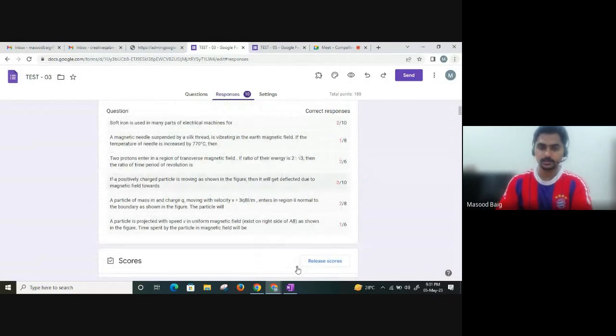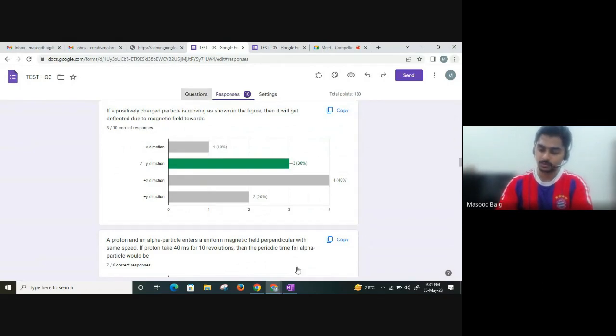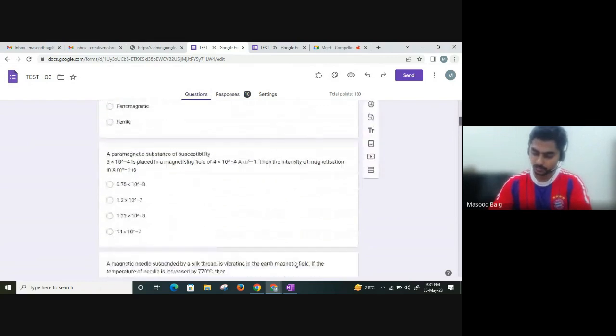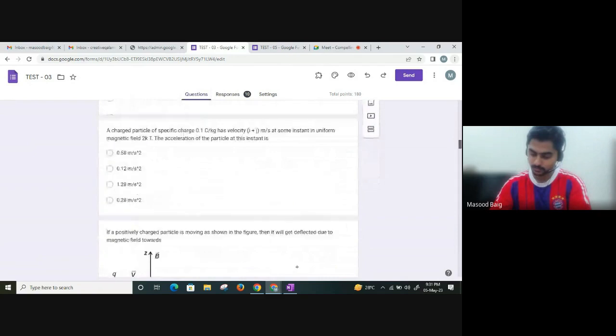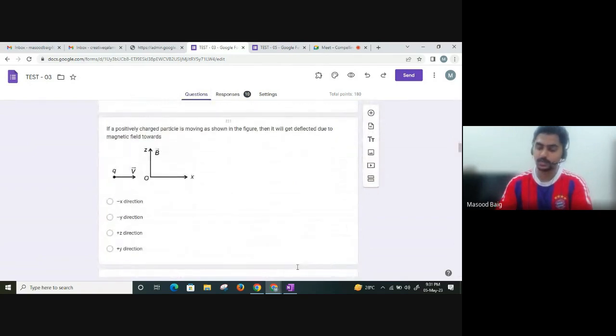If a positively charged particle is moving as shown in the figure, then it will get deflected due to the magnetic field towards what, they are asking. So let me just see the question. A positively charged particle is moving as shown in the figure, then it will get deflected. So the velocity is along the positive x direction. The magnetic field is along the z direction.